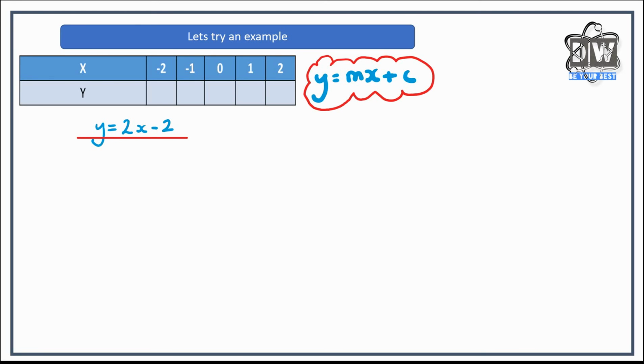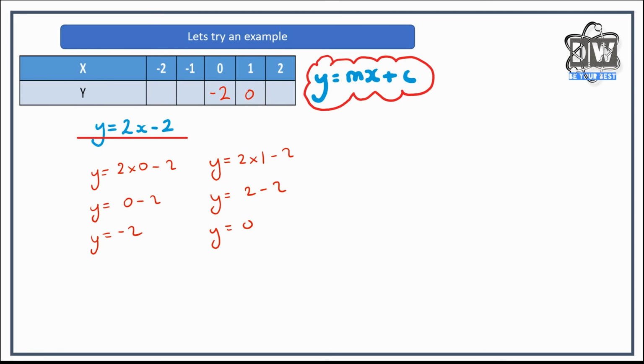All right, so let's have a little look here. So we're going to start with 0, so y equals 2 times 0 minus 2. y equals 0 minus 2, so y must equal minus 2. Let's do the next one now. We've got y equals 2 times 1 minus 2. So y equals 2 minus 2, y equals 0.